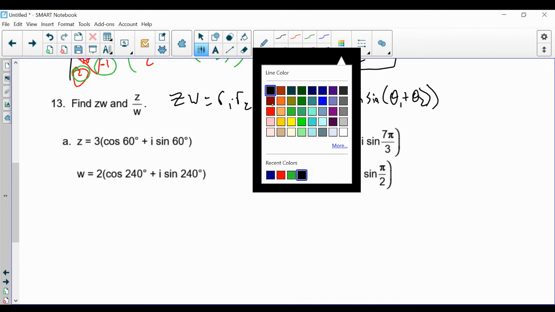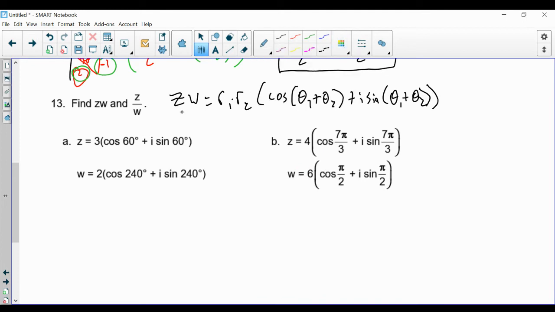And then the division one, just so we have it, follows suit very similarly. So r1 over r2 this time, and then the angles are subtracted. Okay, so there's the two formulas. So let's go ahead and do these.